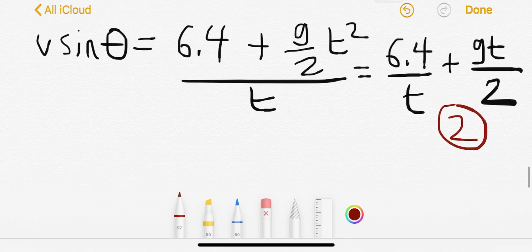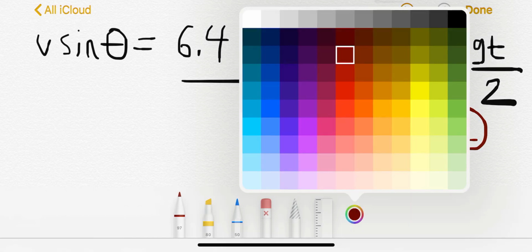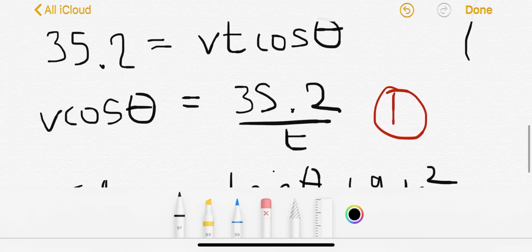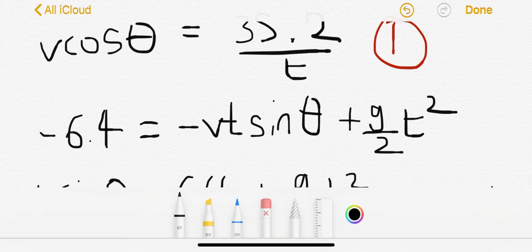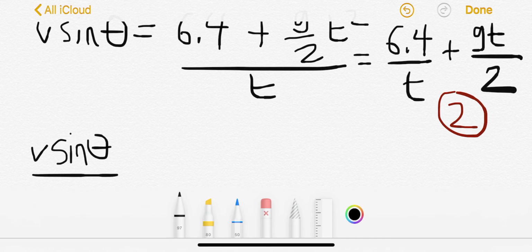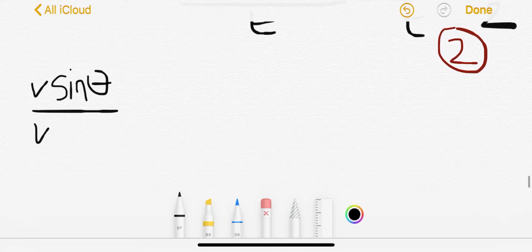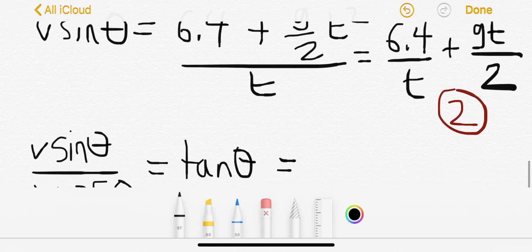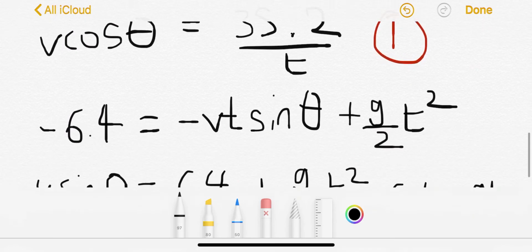Okay. And what we wanted to find is theta, but we also wanted to find v. So the first thing we're going to do is divide equation 2, which is this equation here, by equation 1, which is this equation here. So on the left-hand side, we get v sine theta divided by v cos theta. And notice the v's cancel and sine theta divided by cos theta is tan theta. But that is equal to equation 2 divided by equation 1.